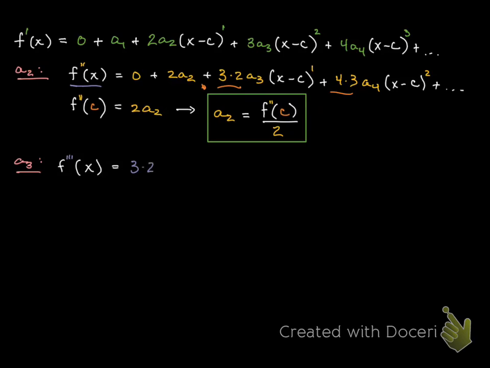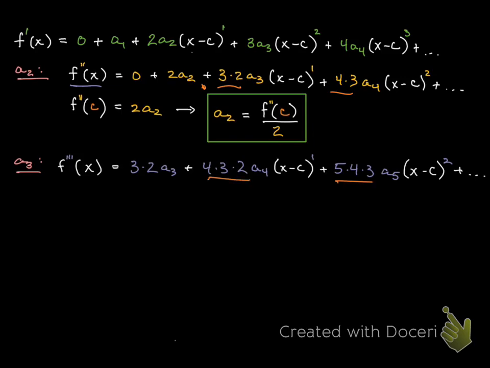I get 3 times 2, a3 by itself. And then the term with a4 is 4 times 3, and I bring the 2 down. 4 times 3 times 2, a4 times x minus c to the first. And then the next term is going to have 5 times 4 times 3 times a5. And we notice something about these, like I told you, pay attention to.